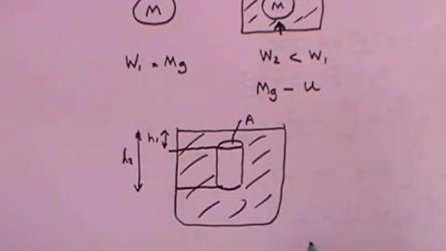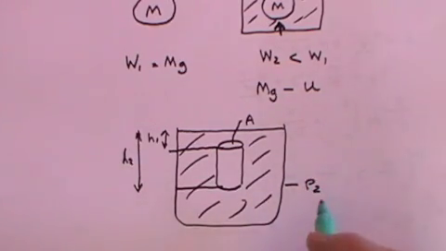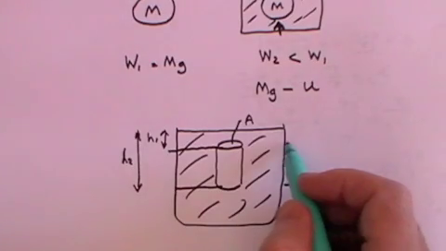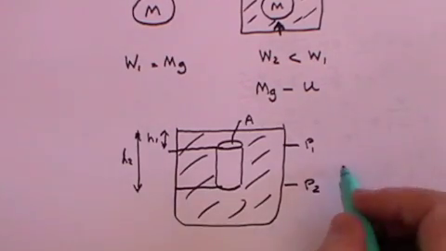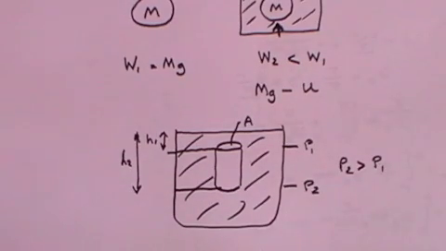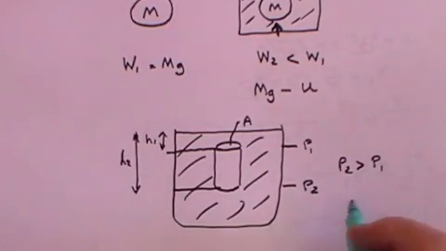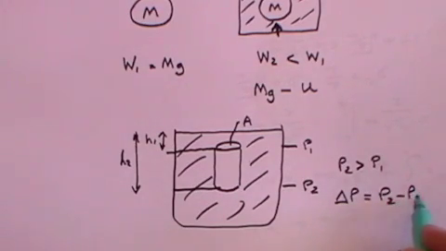And we know that pressure increases as you go down. So the pressure, which we'll call pressure 2, at that point is going to be much greater than the pressure at that point, because pressure increases with depth. We've shown that. P2 is greater than P1. And we're going to call the difference in pressure, delta P, P2 minus P1.